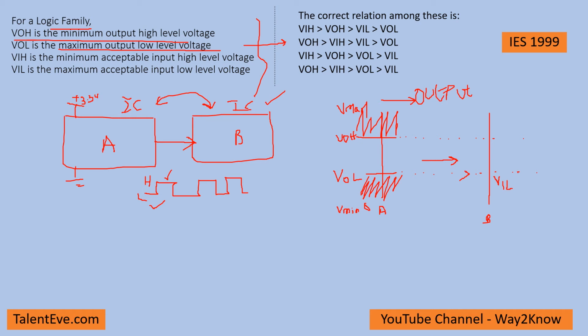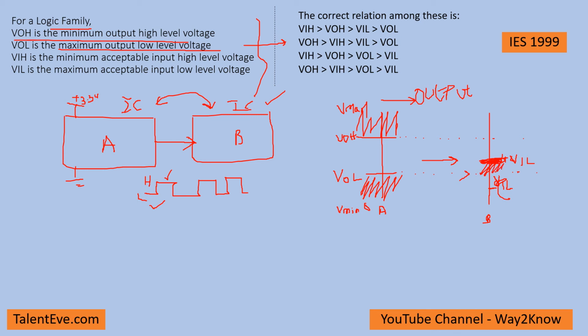If VIL is here, then there might be a case that it might not work. VIL should be greater than or equal to VOL, because if VIL is here and VOL is greater than VIL, then this cannot be determined as 0 by this. So the VIL, the input voltage low, should always be greater than the maximum output voltage low given by the IC. That means this should be at this point, so that there is enough margin.